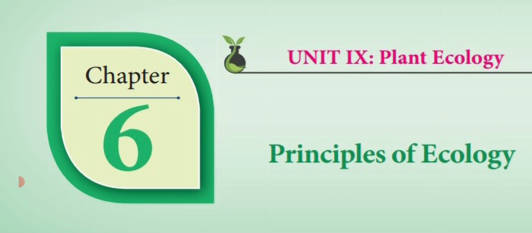Dear students, in the previous video class, we have seen topographic factors. That means different factors which are affecting the growth of a plant, known as topographic factors. Examples: altitude, latitude, direction of the mountain and the steepness of the mountain.